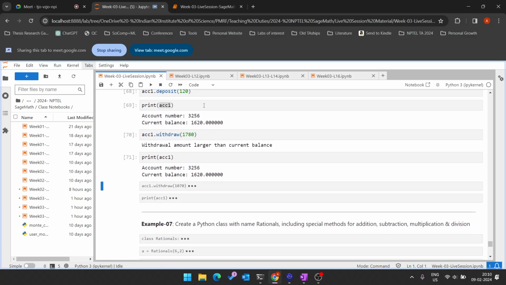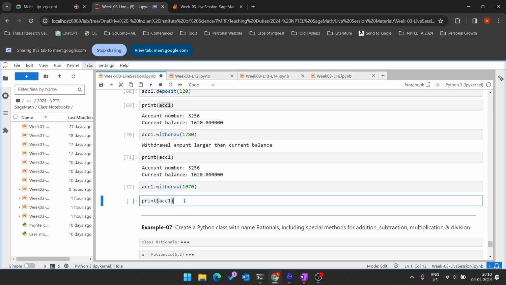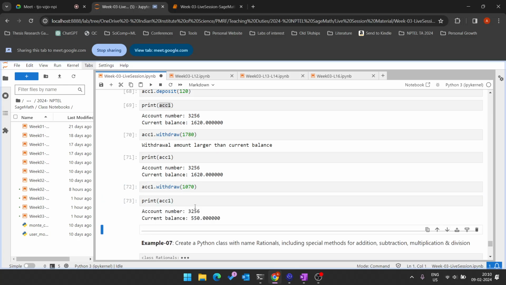So this is unchanged from here. Next, I withdraw a smaller amount which can be withdrawn, and if I now print my account, I see my current balance has decreased. Alright, so a very straightforward example.